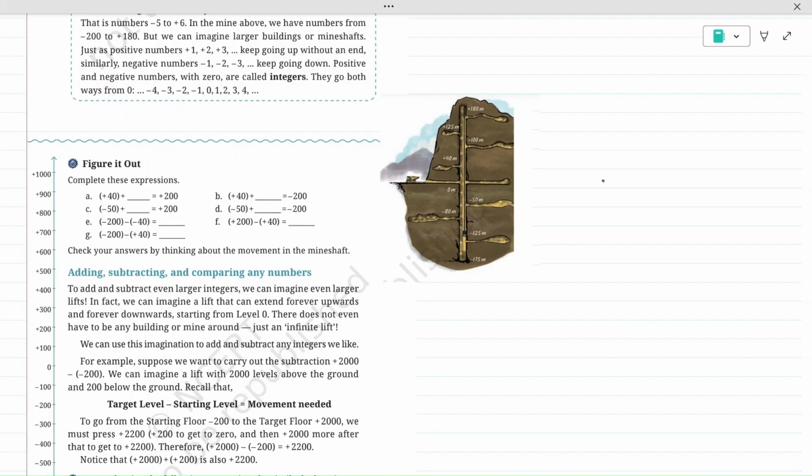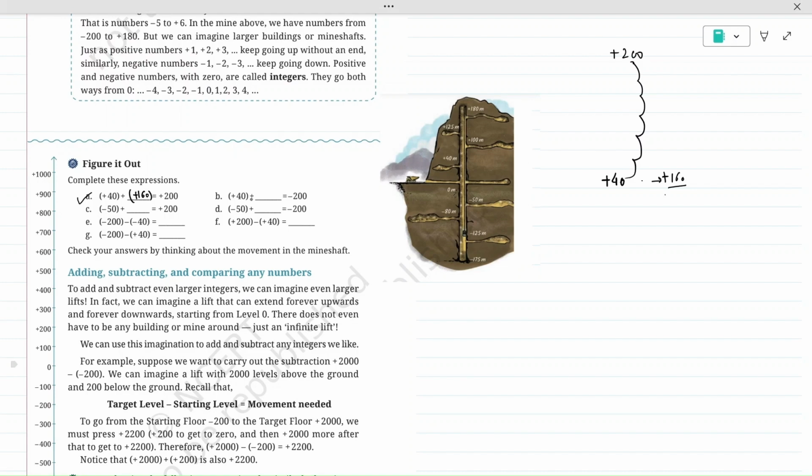We are at plus 40 and we need to reach 200 here. And what do we need? We need to take the movement of steps. How many movements are required here? So if we add 160 to 40, we will get 200. Since we are moving up, this 160 will be a positive number. So that means to this plus 40, add plus 160. This will give us plus 200. Okay. So this is the first part.